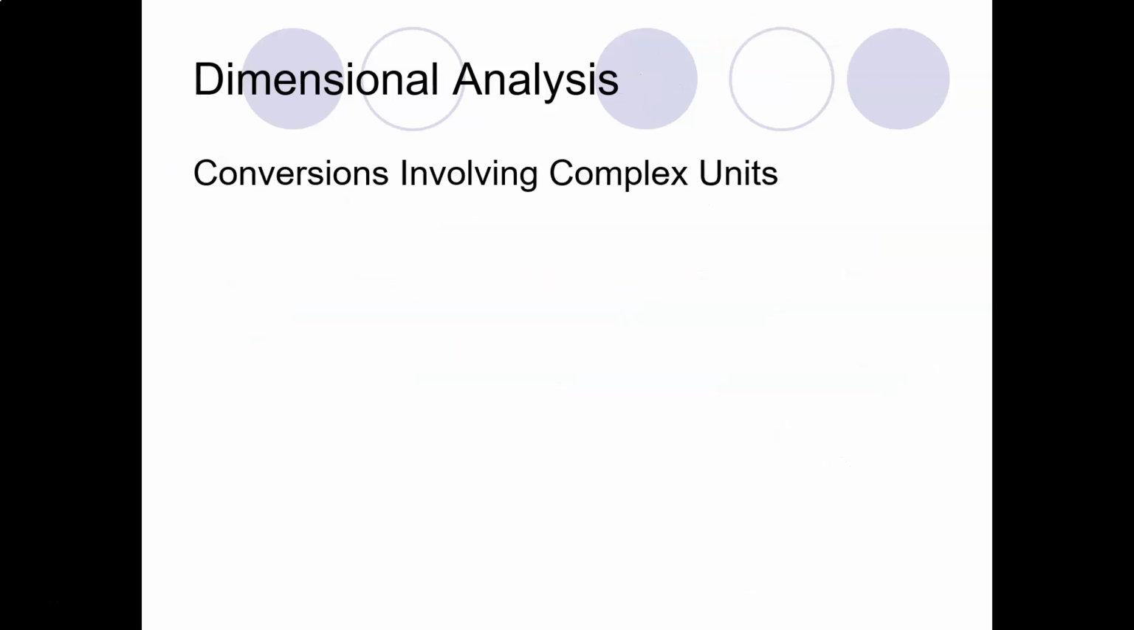Okay. So we've got some more scenarios that can happen with dimensional analysis. This next one is conversions involving complex units. So complex units are things, a measurement or a value that has 2 units inside of it, like miles per hour. Miles is its own unit and hours is its own unit, but miles per hour has both of them in it, or meters per second, or grams per milliliter, or any other scenario you can think of that has 2 units in it. That's a complex unit.